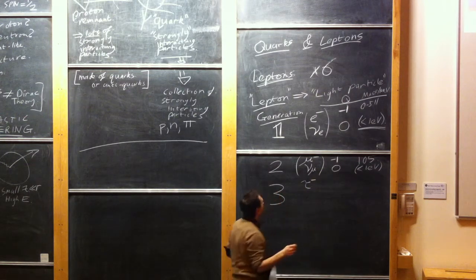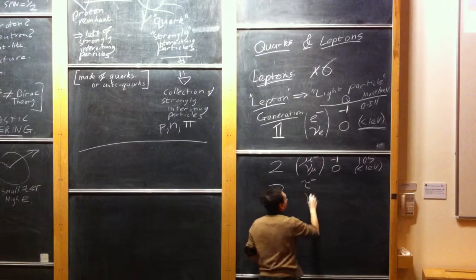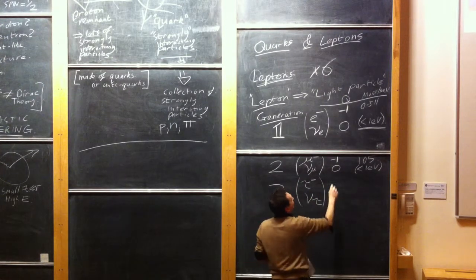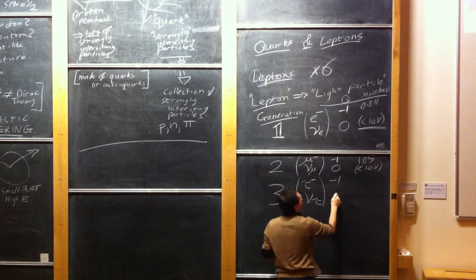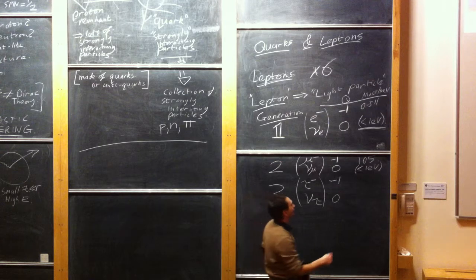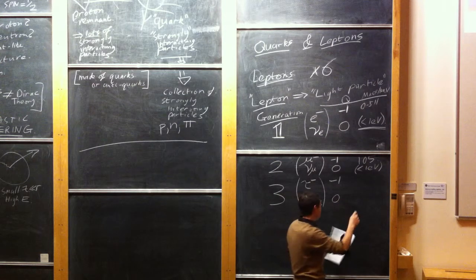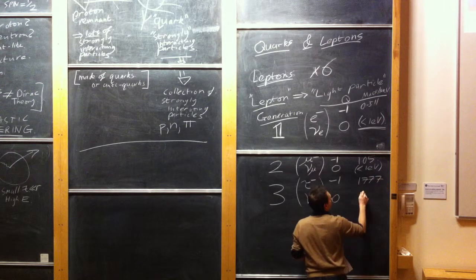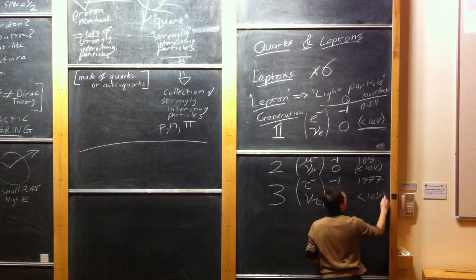Nature is wonderful in her bounty, and she will give us another copy of this. Tau, charge minus 1, a tau neutrino, charge 0, and the mass of this is 1777 MeV, and again, less than 1 electron volt.